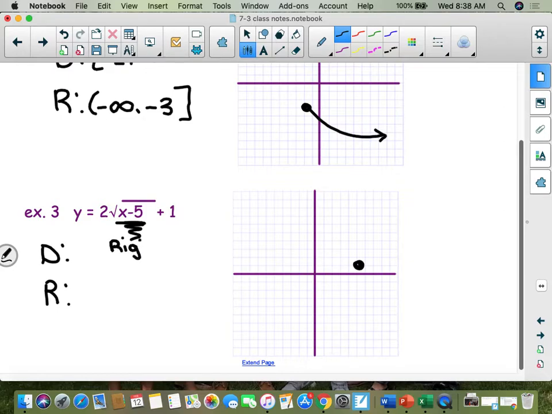Right 5, up 1. It's a positive number, so it's going to be the right way, not upside down. Swoosh. I call it a swoosh. I'm the only teacher that calls it a swoosh. So, domain, the first x value is 5, right? To infinity. The first y value is 1, right?